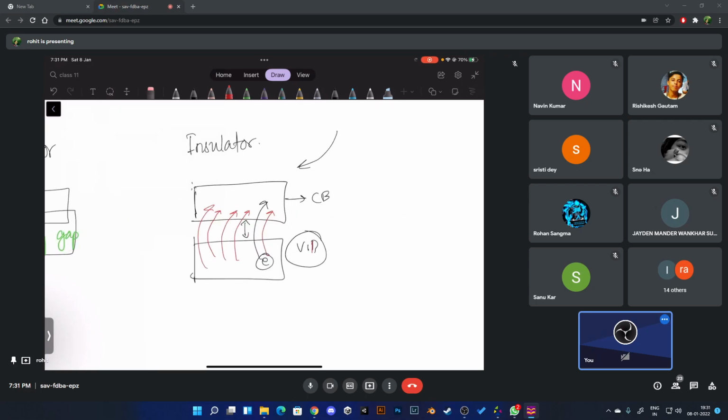I'm talking about air. Air is an insulator. Electrons can really go from where to where? Valence band to conduction band. But you know when does it happen? I'll tell you. During lightning. You know lightning, no?